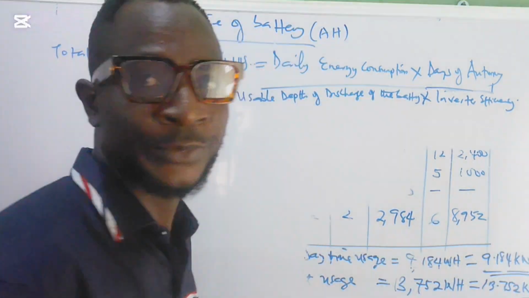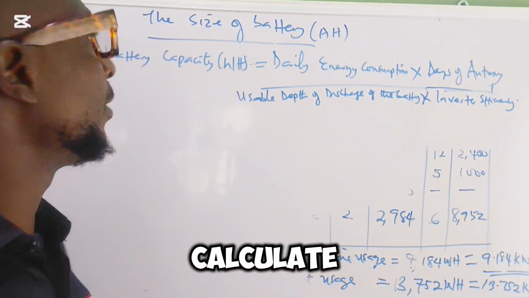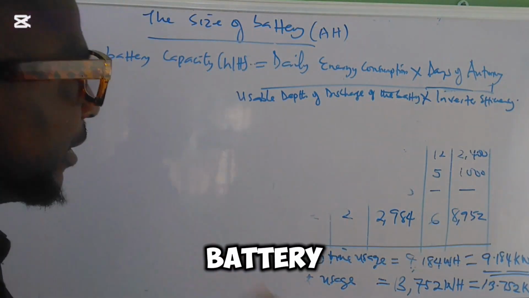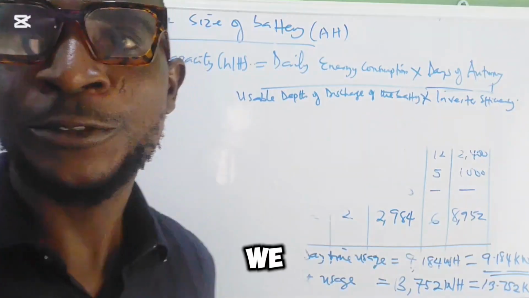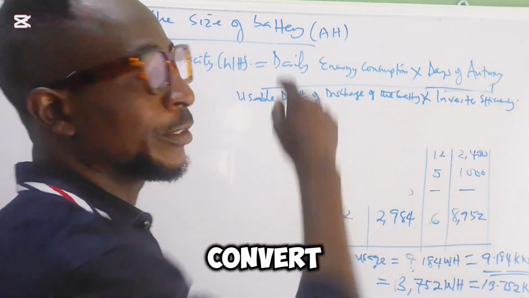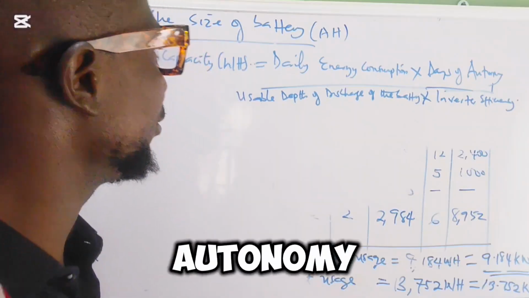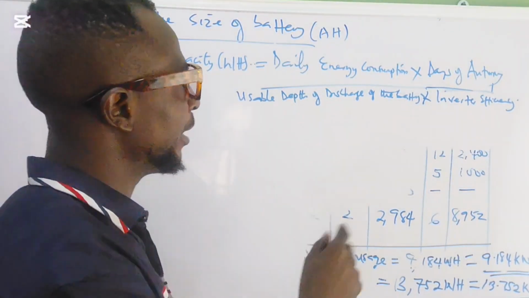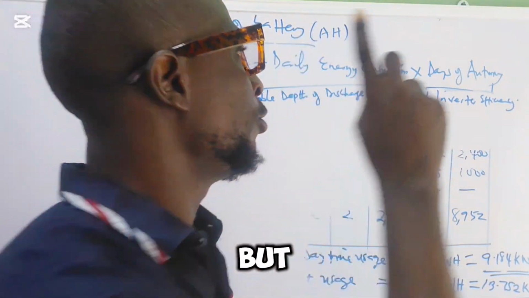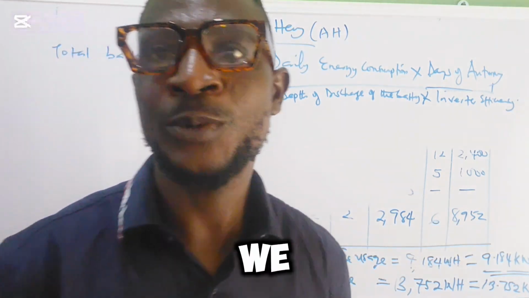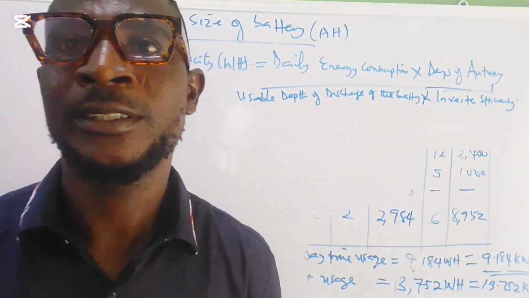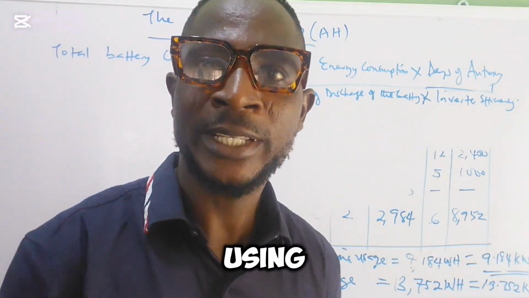Efficiency. So that is the formula to calculate the battery capacity in watt hour. We first of all got it in watt hour before we now convert to ampere hour. The daily energy consumption times the days of autonomy over the usable depth of discharge of the battery. But we will just be using 1 day. So we are not considering 2 days. You understand? We'll be using 1 day.